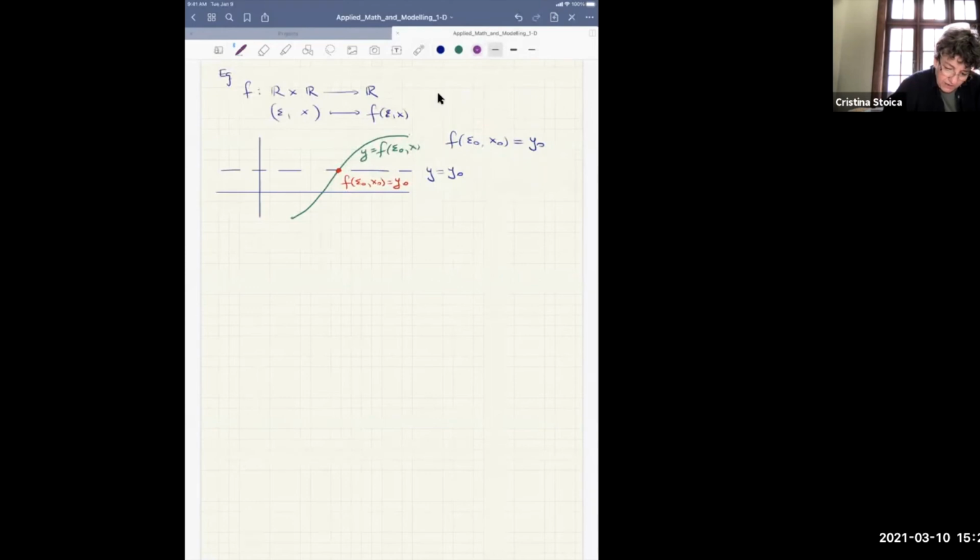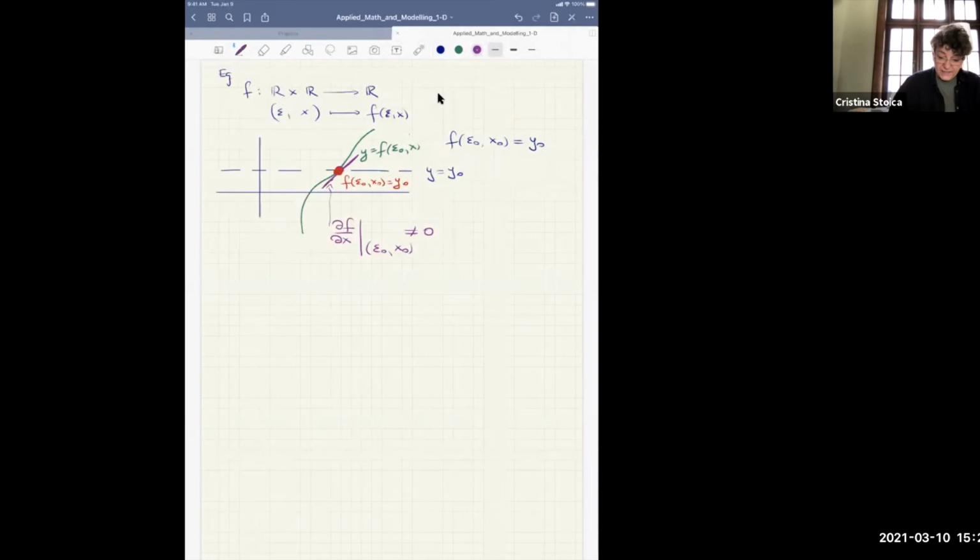This slope here doesn't look too good. Let me do it again. Now I can do a nice slope here, and go back to my red dot. Right, this means that df dx calculated at epsilon naught, x naught is non-zero. The slope is non-zero at that point.